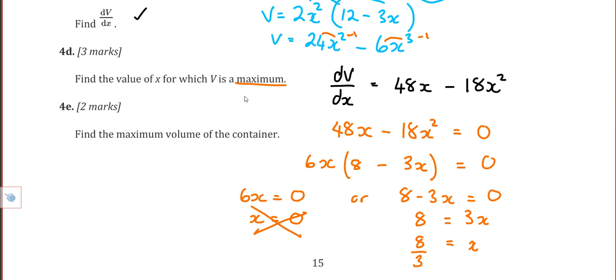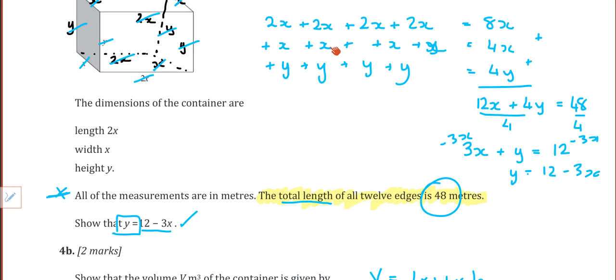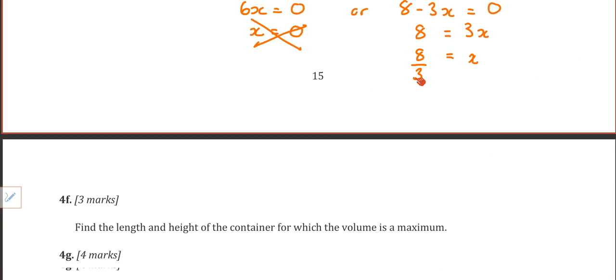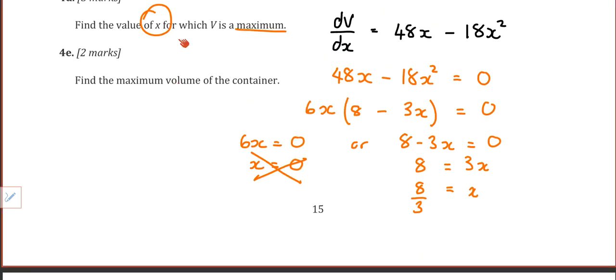Right, so we've found the x for which v is a maximum. Now don't forget, x is just that value, the width. That would mean the width is 8/3, but the length is 2 times 8/3. The height, I don't know yet. I could work it out, but I've only figured out x. Actually, I don't think I even need to know that, because it says find the maximum volume.